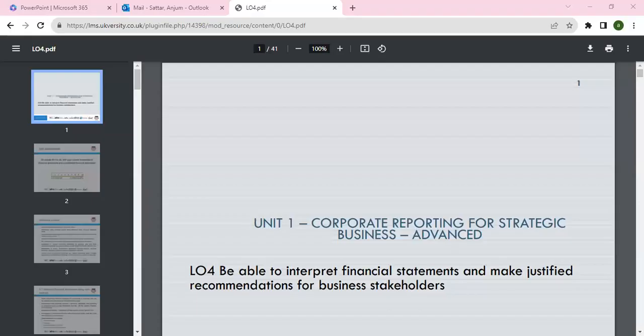So this week, last lesson we also discussed, we had lesson one. We discussed different standards. We discussed ethics. We discussed rules. So today we're looking at being able to interpret financial statements and make justification and recommendation for the stakeholders.